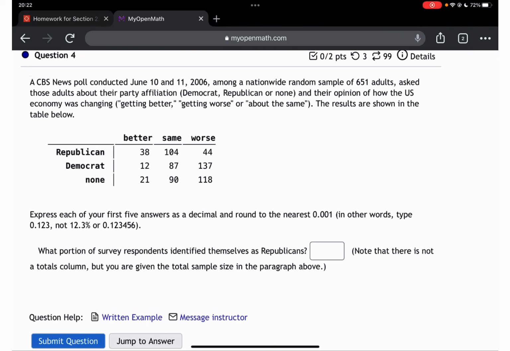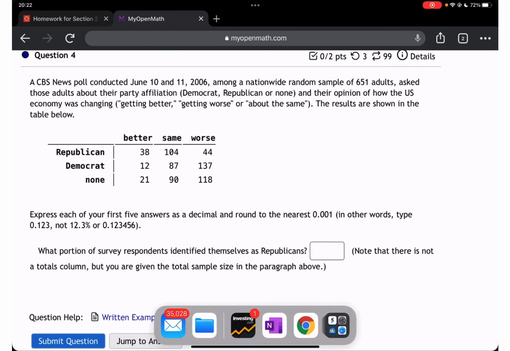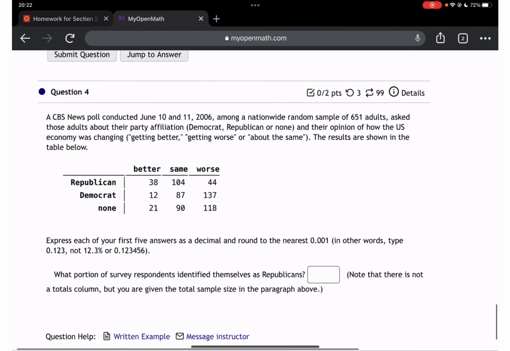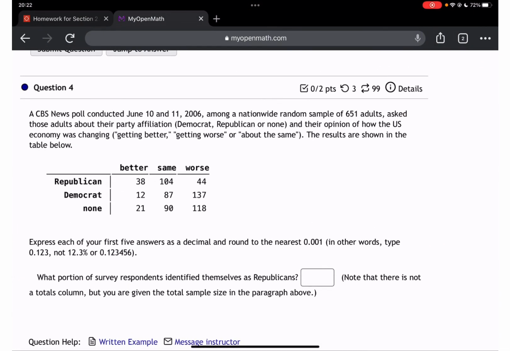Oh, by the way, it said here 651, right? I don't need to add. In the word problem, it says 651. So practically, I'm going to take my 186 and divide by 651. 186 divided by 651. And it's going to be, one second, it's going to be 0.286.